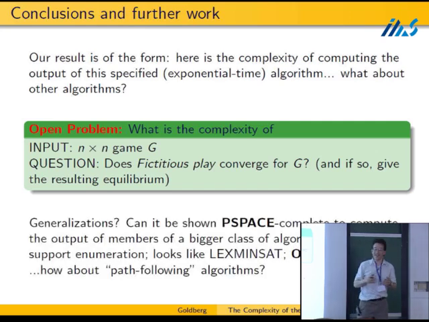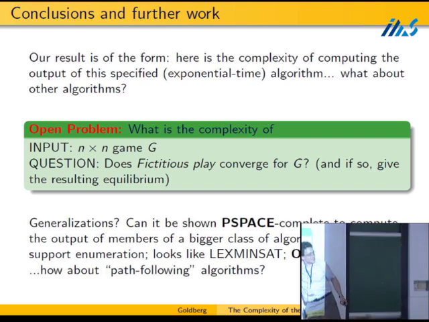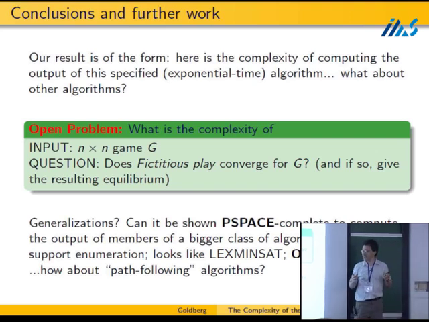Coming slightly closer to the type of result that I've just been showing you, you might more naturally ask about generalizations of it. What I've shown you is a specific type of path-following algorithm, and we've shown that various kinds of path-following algorithms are PSPACE-complete to find their solutions. You might ask whether there is some more general result that says that all path-following algorithms have solutions that are PSPACE-complete to find.